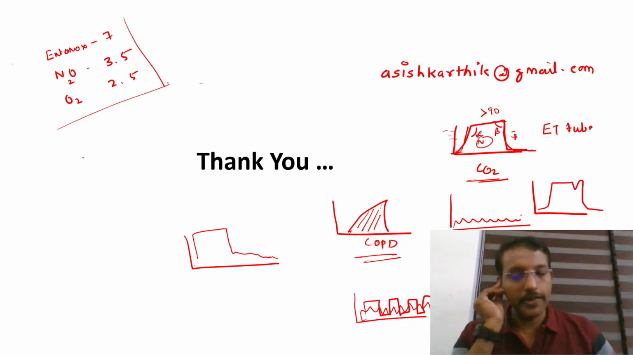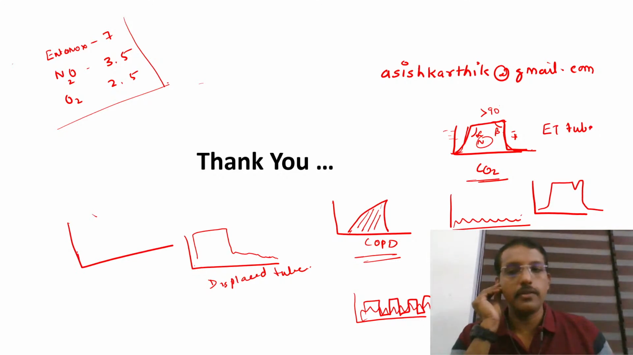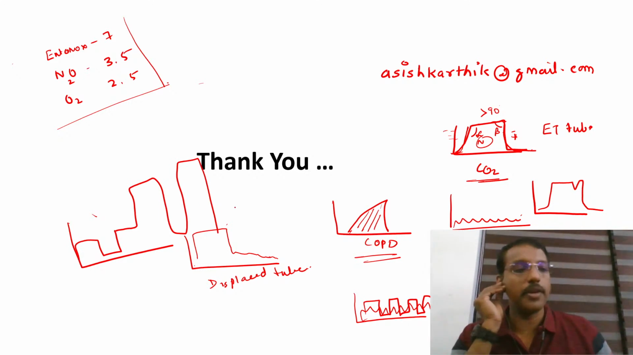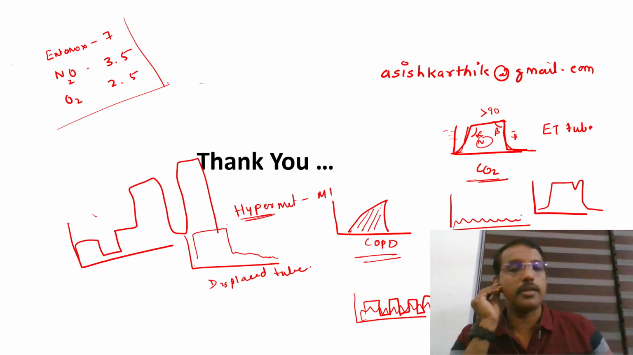Another capnograph which you can come across is where the capnograph suddenly disappeared. That means the tube has been displaced, or tubal block. Another one: the capnograph was going normally, suddenly it became big. That indicates hypoventilation, hypermetabolism, like malignant hyperthermia, etc.